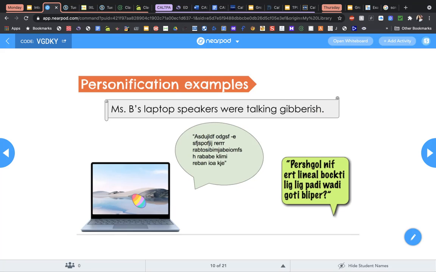Now, remember when I had that bad laptop and the speakers were being all weird? Well, this is what I mean. It sounded like gibberish. So, what do you guys think is the action verb here? Talking, right? Talking gibberish. Miss B's laptop speakers, my speakers are the subject. What were they doing? They were talking gibberish. Now, can a laptop really talk? No, not like a human does. Talking would make this sentence a personified sentence. I'm giving a human characteristic to my laptop.